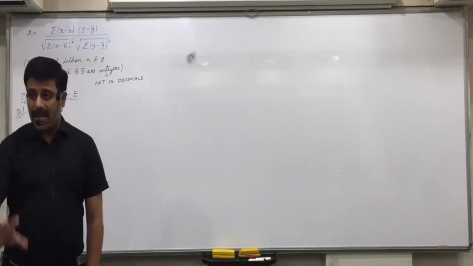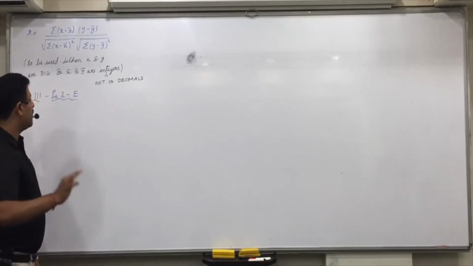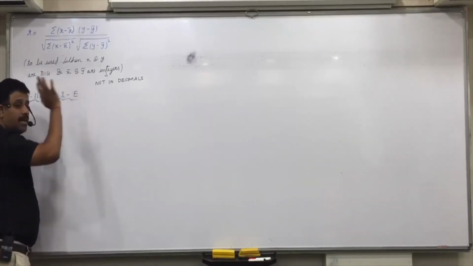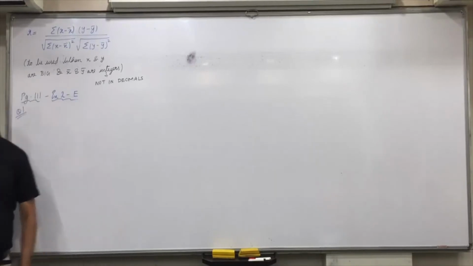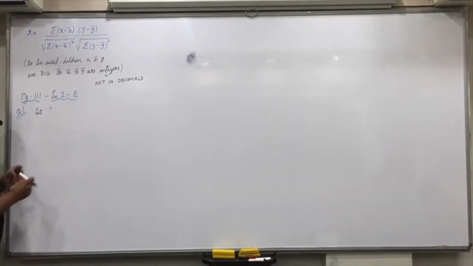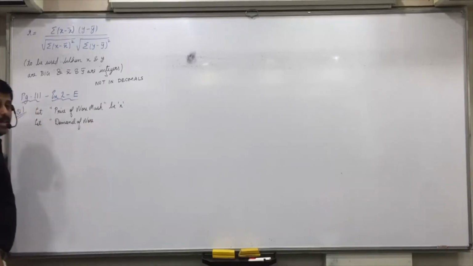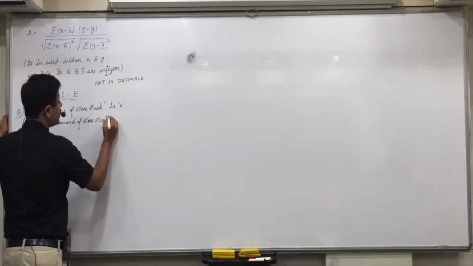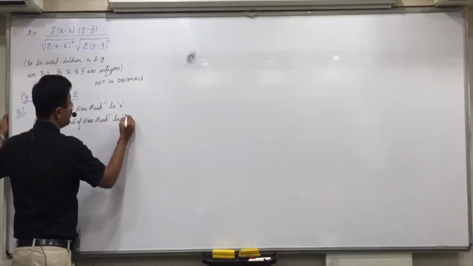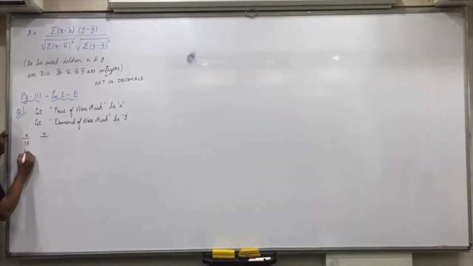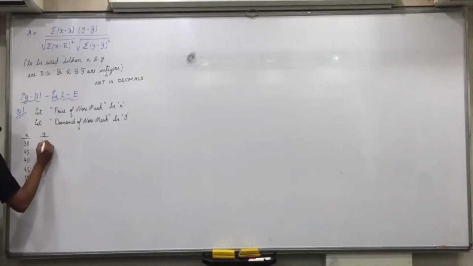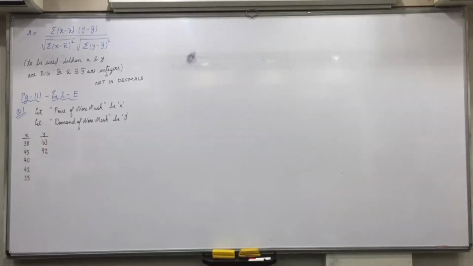Since the values are big, the very first thing we will do is find x bar and y bar. So first write down: let price of nose mask be x and let demand of nose mask be y. Okay, note down the values of x and y: 38, 45, 40, 42 and 35; 103, 92, 97, 98 and 100.